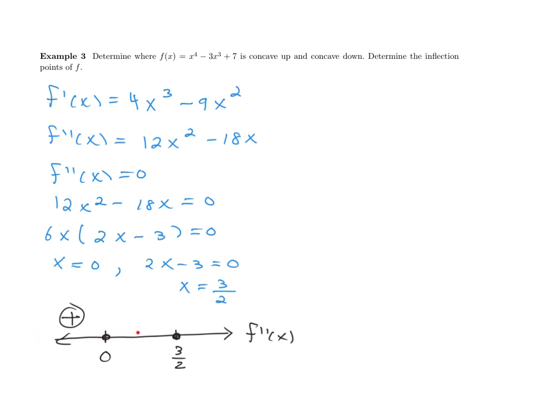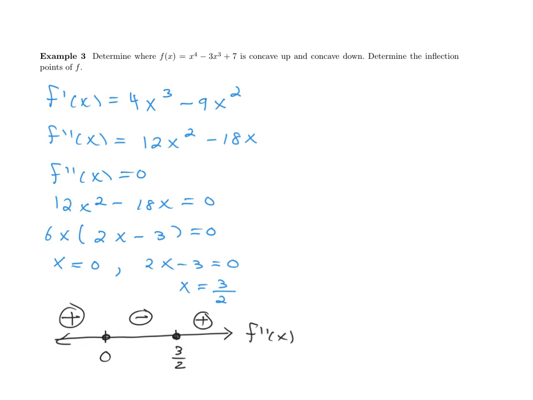Okay, between 0 and 3 halves, I put in the number 1, I got -6. All I care about is that it's a negative number, so the graph is concave down there. And then here, I put in 2, and I got a positive number, I got positive 12, but what I care about is the fact that it's positive. So what does this all mean?